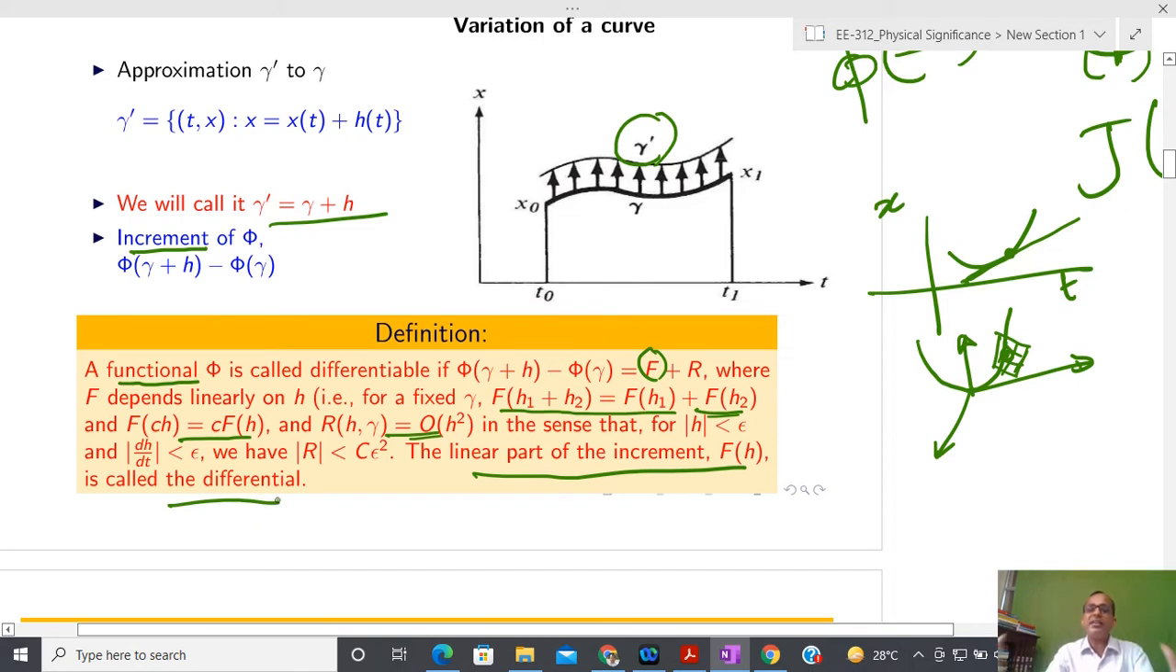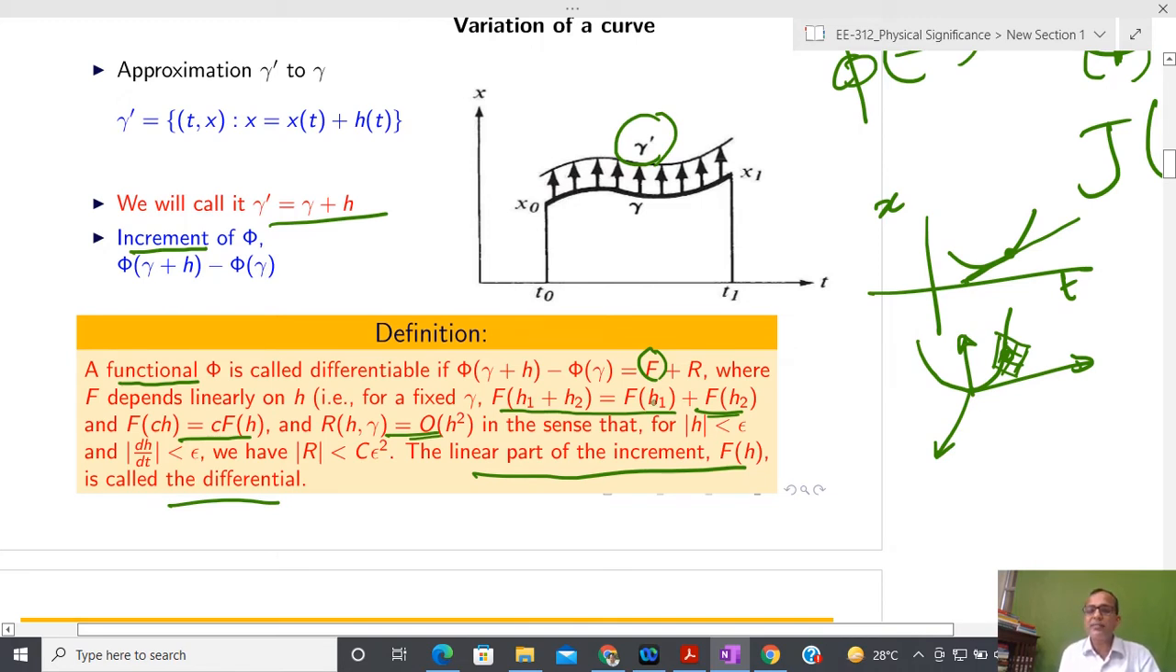So how to calculate the differential? If you have some kind of functional, take the increment in the independent quantity. The independent quantity is nothing but some kind of function. So I have taken the increment in the function, and after that I am going to take the difference between the original function phi y and the incremented function. After solving phi gamma plus h minus phi gamma, I am going to collect those terms which satisfy these two properties, and that part is called the differential.